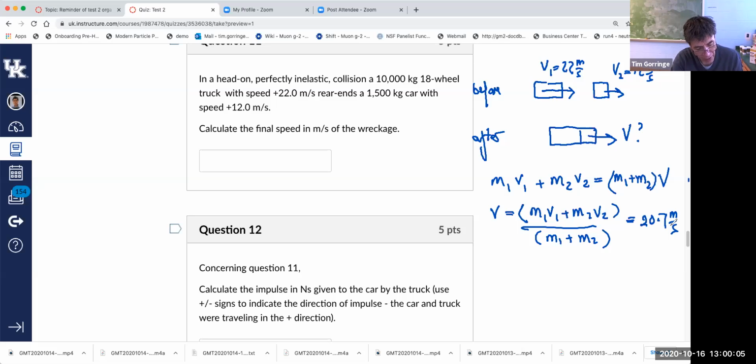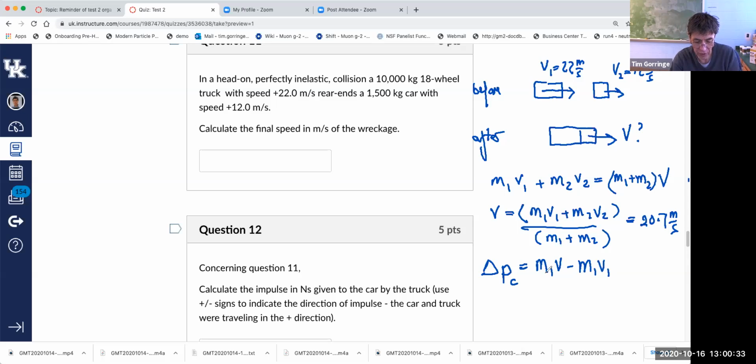Now we want to figure out the impulse that's given to the car and the impulse that's given to the truck. So the truck gives the car an impulse. I'll call that the change in momentum of the car. C, the subscript, is for car. And that will be the difference between the car's final momentum and its initial momentum.